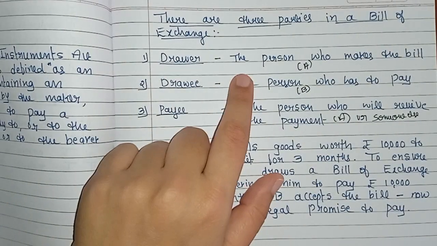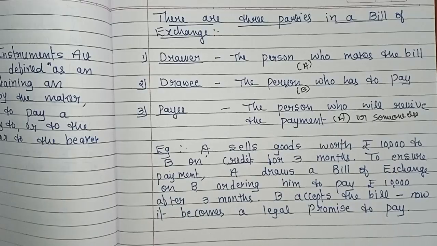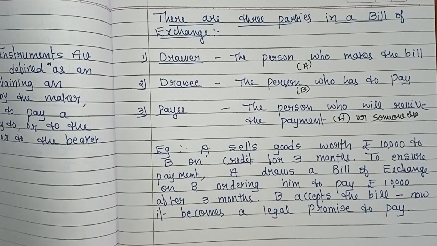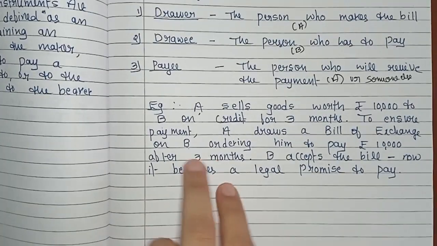Drawer means who? The person who makes the bill, means the person who prepares the bill, is called the drawer. And drawee means the person who has to pay, the person who is going to pay the bill at a certain date. That person is called the drawee. And payee means the person who will receive the payment, usually the drawer, because he sold the goods to the drawee. Clear? Now let's see the example.